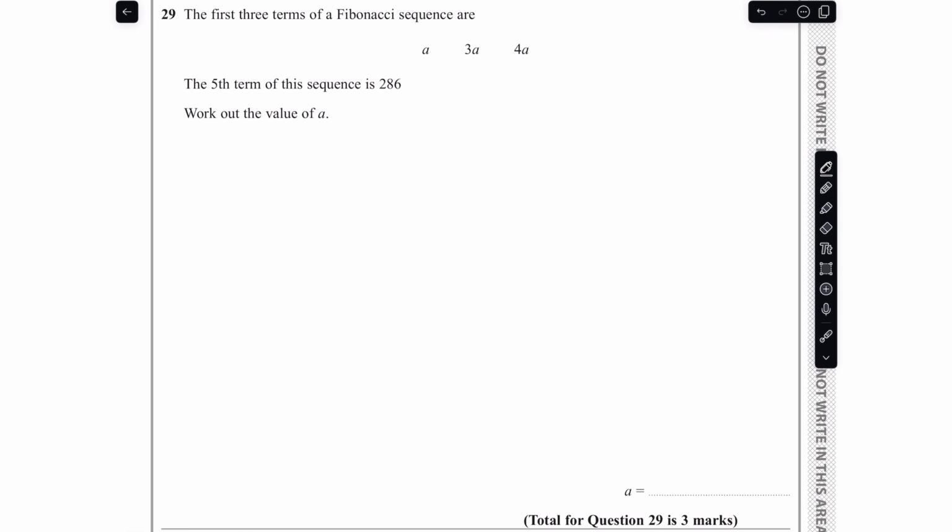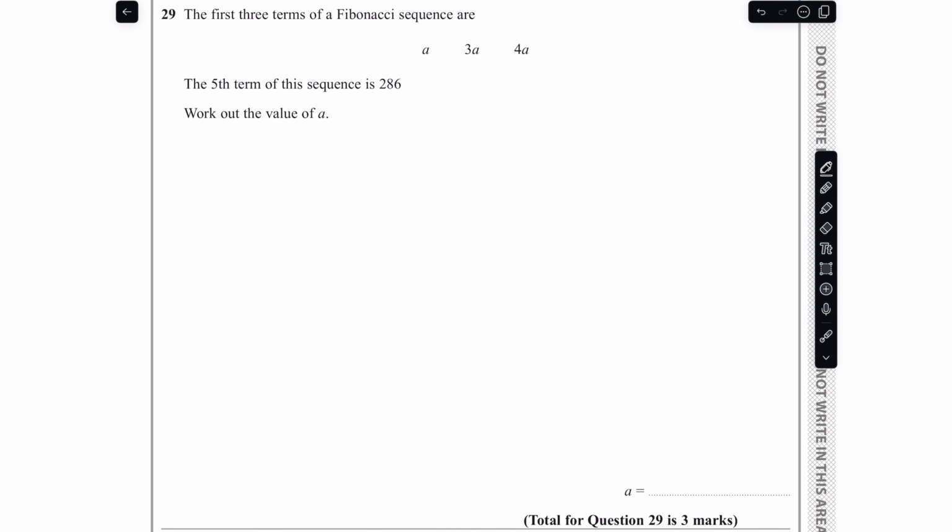In question 29, which is the final question for today's video, we are told that the first 3 terms of a Fibonacci sequence are a, 3a, and 4a. The 5th term of the sequence is 286. Work out the value of a. To get the 3rd term, we add the 1st term and the 2nd term. And to get the 4th term, we add the 2nd and the 3rd term. So to obtain the 5th term, we need to add the 3rd term and the 4th term.